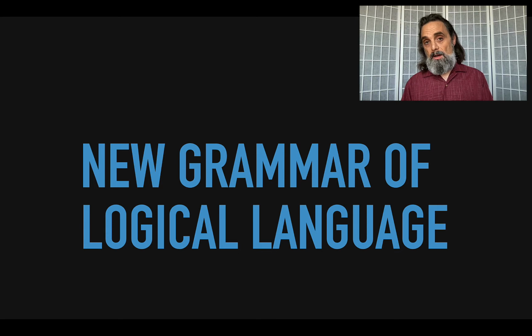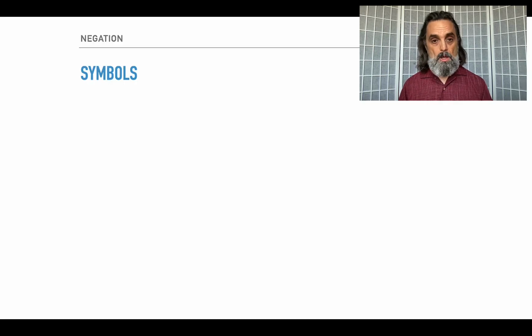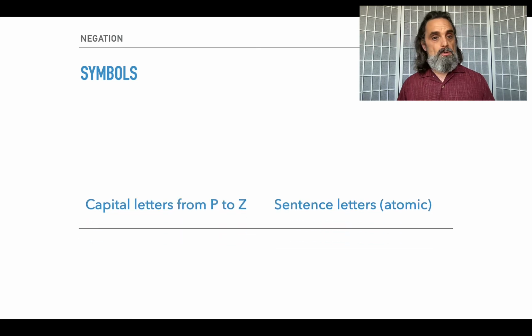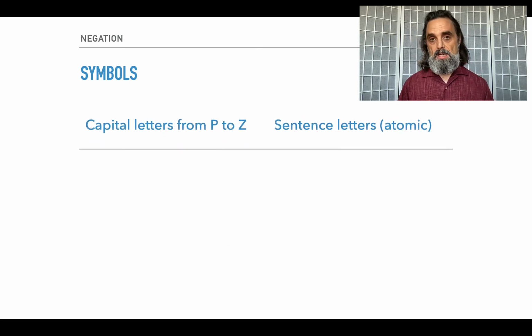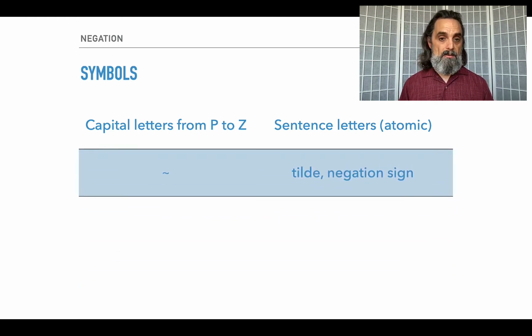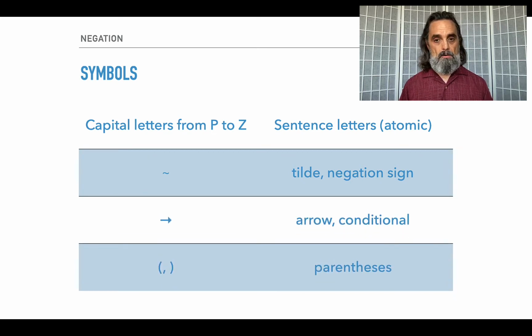So we're going to have a new sign, this tilde sign, and we're expanding our logical language, so we need to say how the grammar works. First we want to list the symbols. We have the capital letters from P to Z. Those are the sentence letters, which we call the atomic sentences because they do not contain other sentences. Then we have the tilde, or the negation sign. That's our new symbol. And then, of course, we have the arrow, or the conditional, and the parentheses. So we've really just added one sign, the tilde or the negation sign, to our list of symbols.